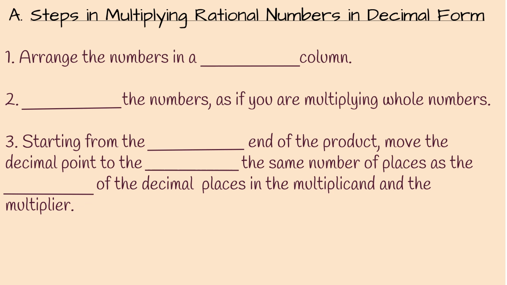First, steps in multiplying rational numbers in decimal form. The first one, arrange the numbers in a blank column. Second one, blank the numbers as if you are multiplying whole numbers. The third one, starting from the blank end of the product, move the decimal point to the blank the same number of places as the blank of the decimal places in the multiplicand and the multiplier.